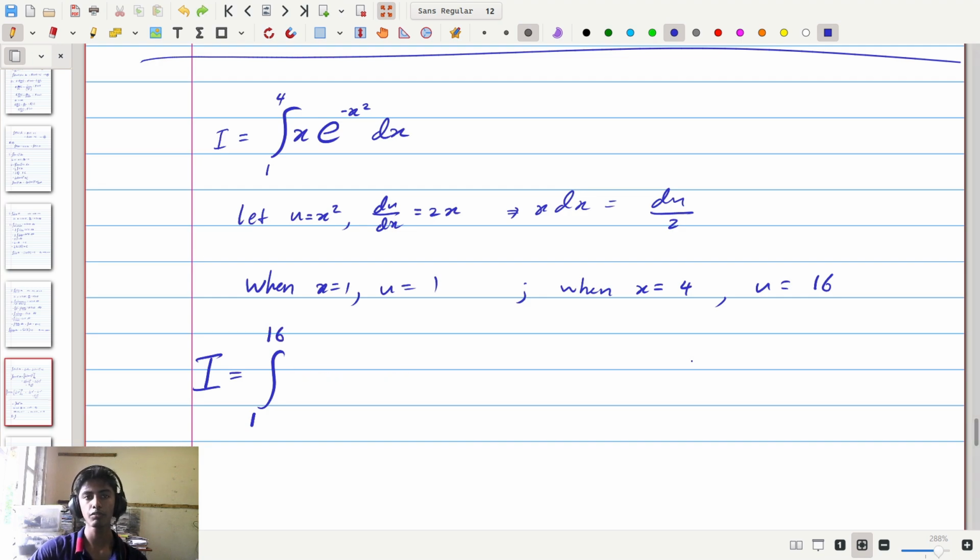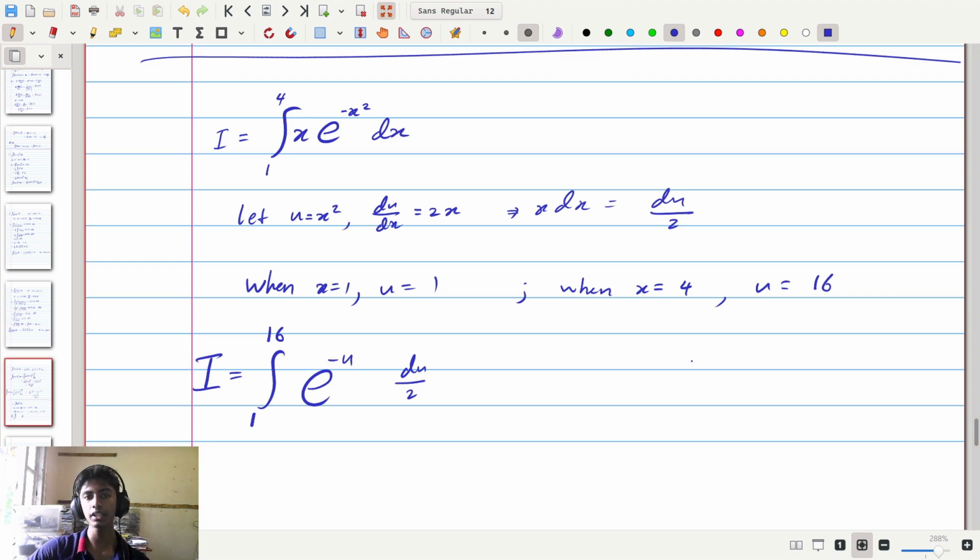Now then, for the expression on the inside, we can take this x and this dx and replace it with du divided by 2. So here we have du divided by 2. What we have left once we remove the x and the dx is e to the power of negative x squared. And x squared is equal to u. Therefore, what we have is e to the power of negative u.